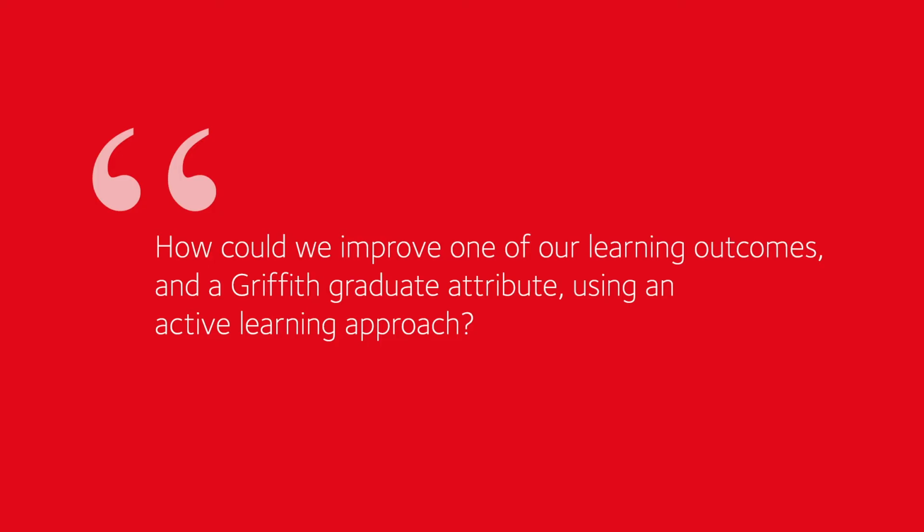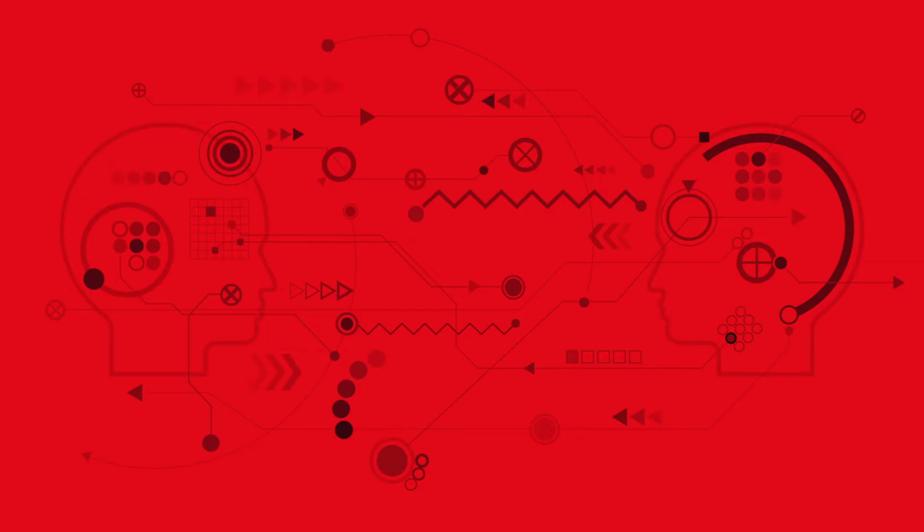Today I'm going to be talking about how to use active learning using a deliberate design approach. So the challenge we faced was, how could we improve one of our learning outcomes and a Griffith graduate attribute, which was intercultural competence, using an active learning approach. Our approach was to use a deliberate design process, using a pedagogically driven template to choose the most appropriate active learning strategy and activities that suited the contextual environment.